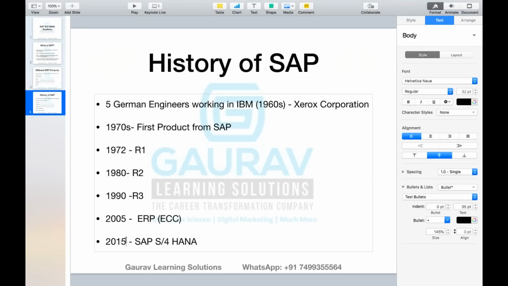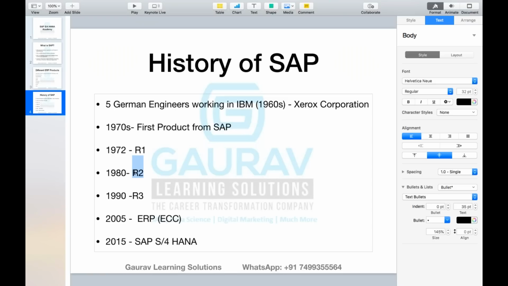Finally in 2015, SAP came up with SAP S4 HANA. We don't need to go into the details of R1 or R2. What we will do is quickly see R3, because this is still being used in the industry. Nowhere will you go and find that they are still using R2.